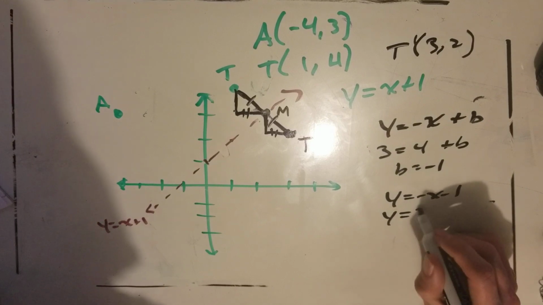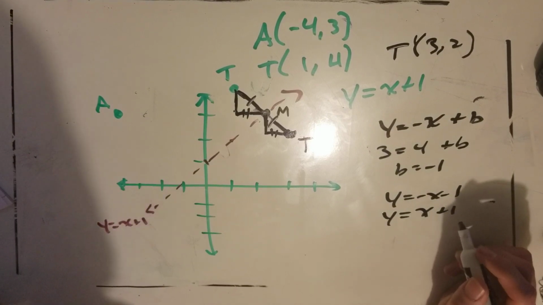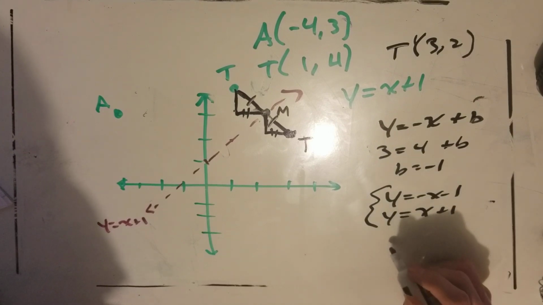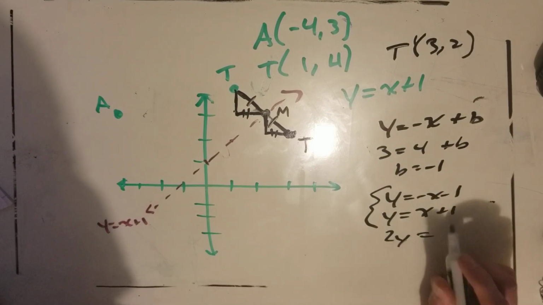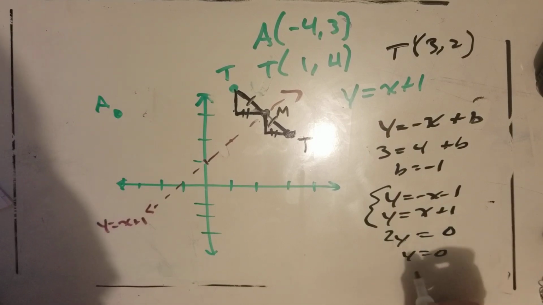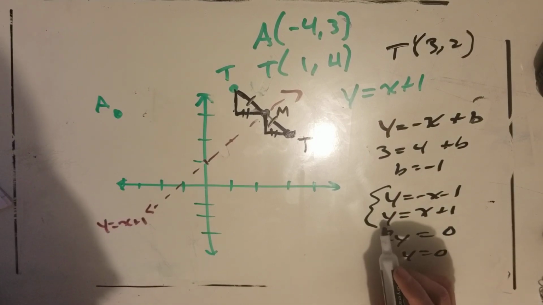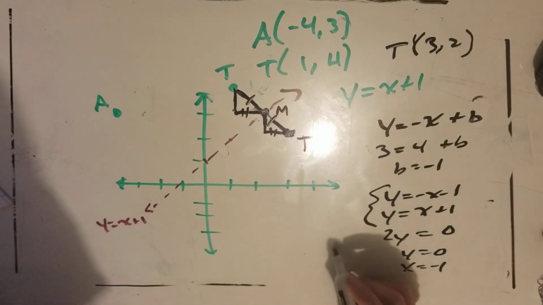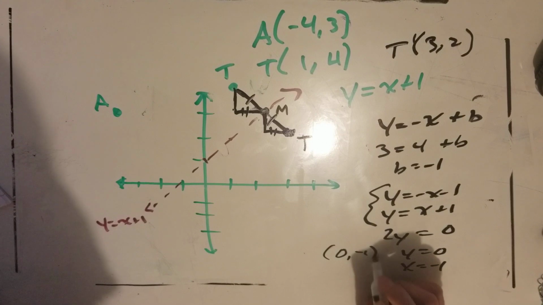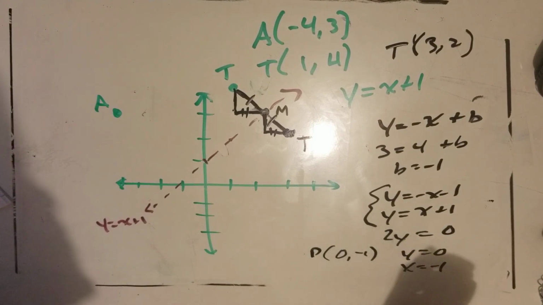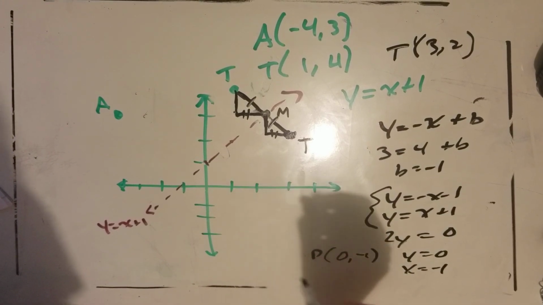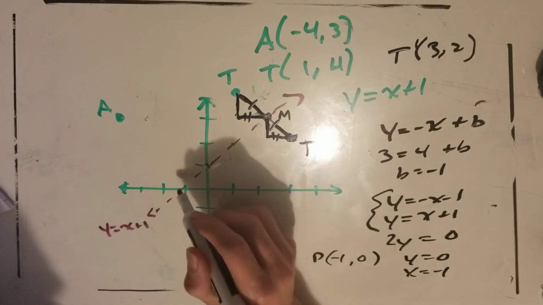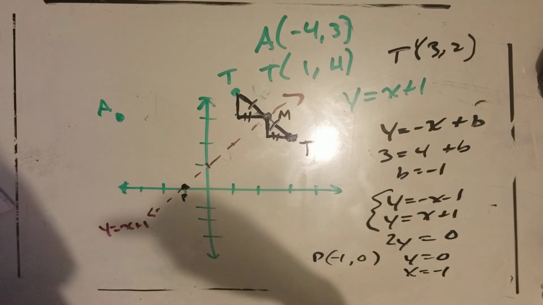Make a system with our line of reflection. So we're going to have our system here. Elimination is great again. 2y equals 0, y equals 0. If y is 0, then x is going to be -1. And there's your coordinates, -1, 0. Call this point P.